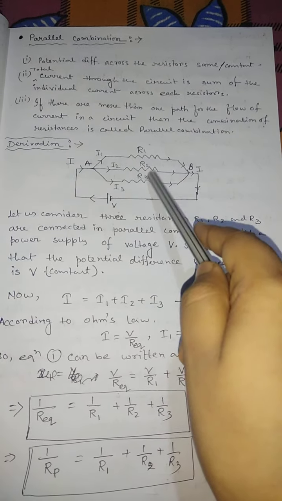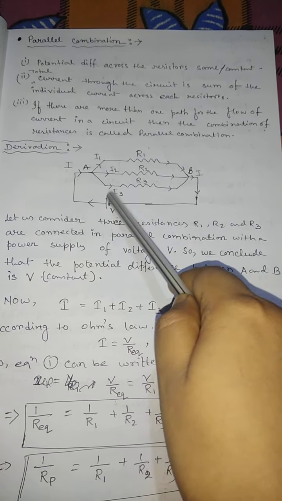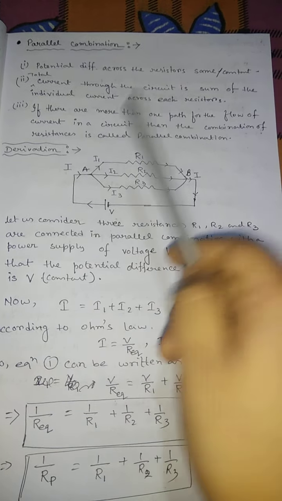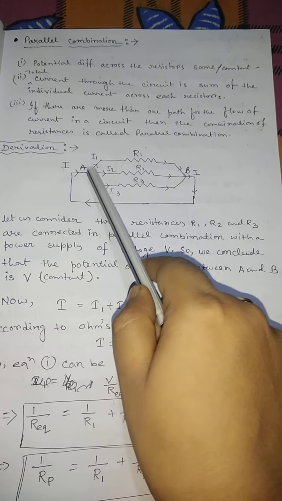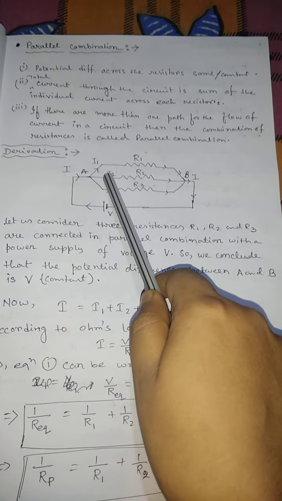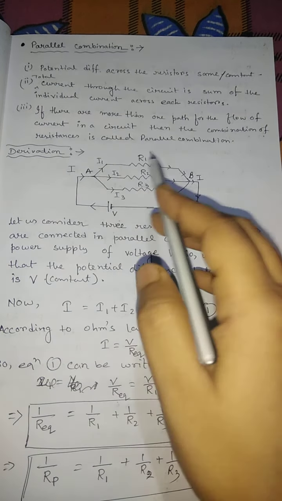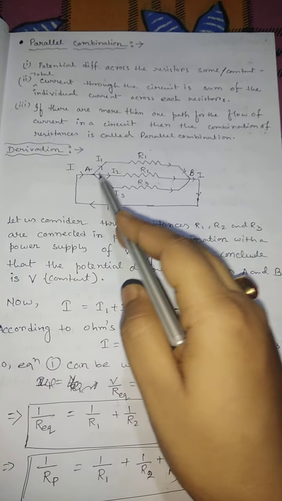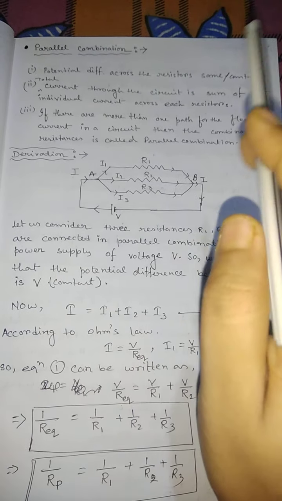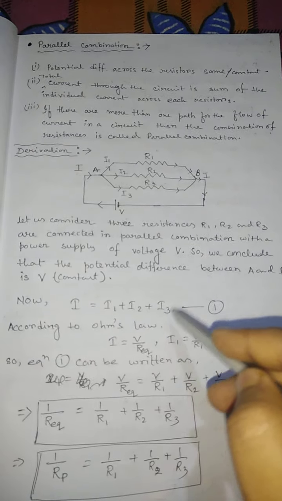Here we consider three resistances R1, R2, R3 connected in parallel. This is connected across a power supply whose voltage is V. The total current is I. This I is divided into three parts: across R1 it is I1, across R2 it is I2, and across R3 it is I3. The potential difference between the points A and B is fixed, that is V. And from the junction point, we can write I equals I1 plus I2 plus I3.